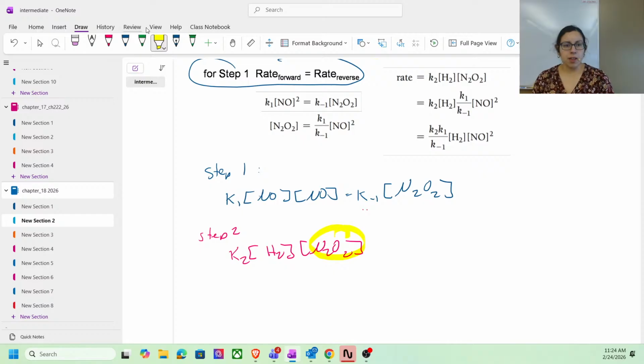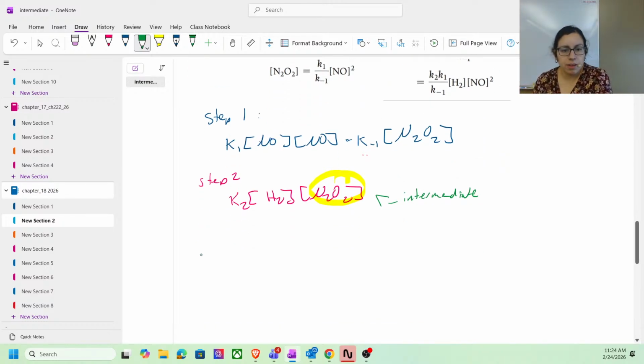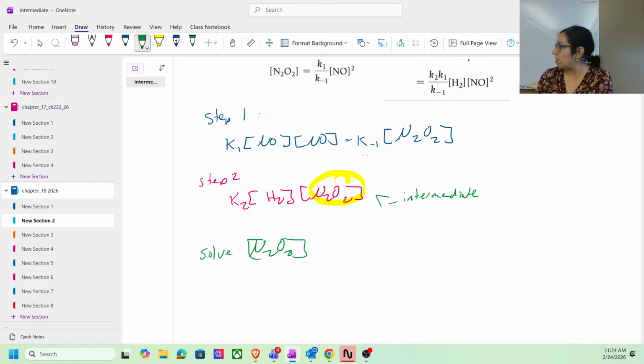And then that's our issue, and why we need a substitution: this is an intermediate, so we don't have this in our rate law, and we can't just leave it there. So instead we can substitute. Let's solve for N2O2 now, based off of step 1. I'm just going to divide everything by N2O2, and this gives us K1 over K negative 1 times NO, and then I'll just square it, since there are two of them.